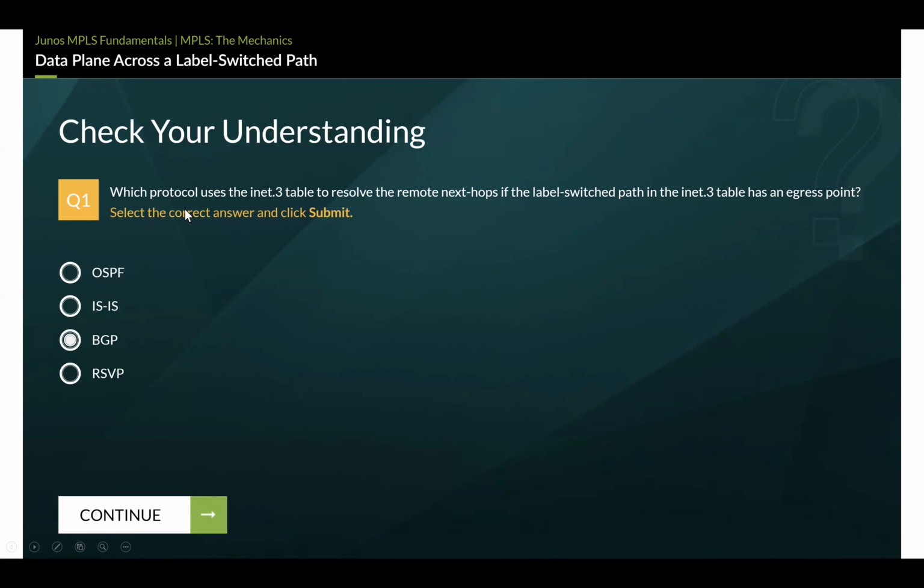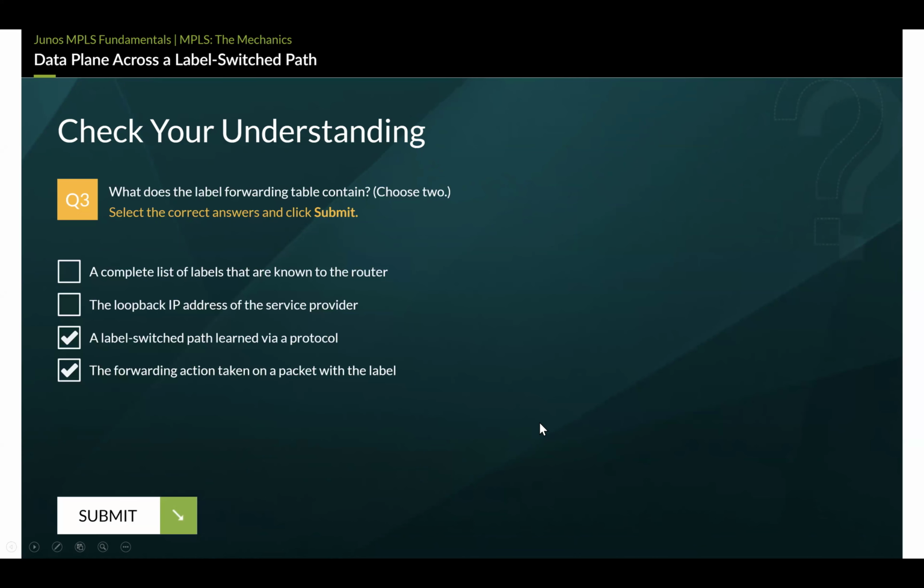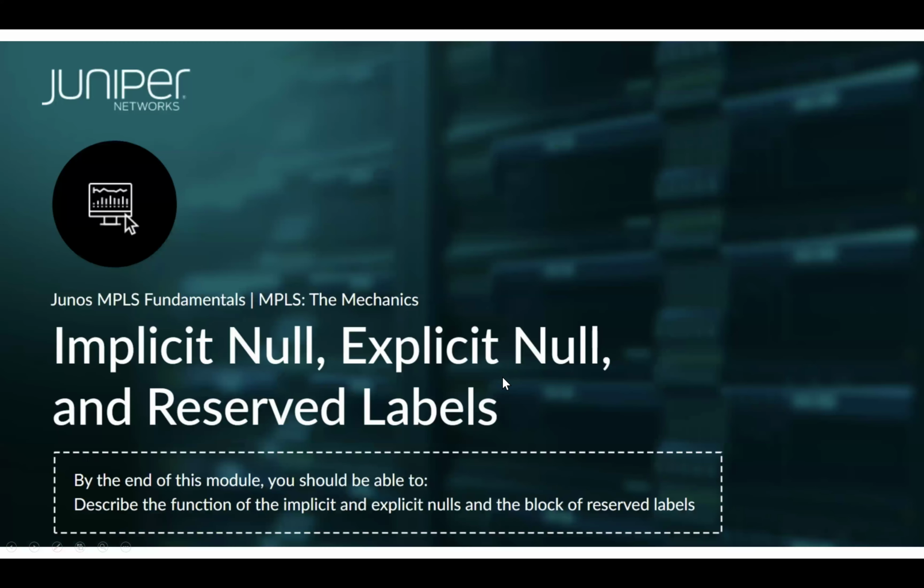Check your understanding. Question 1: which protocol uses the INET.3 table to resolve the remote next hops if the label switched path in the INET.3 table has an egress point? That is basically BGP. And these are the two tables, the INET.3 table and the MPLS.0 table, which we already discussed. What does the label forwarding table contain? A label switched path learned by a protocol, and the forwarding action taken on a packet with the label.